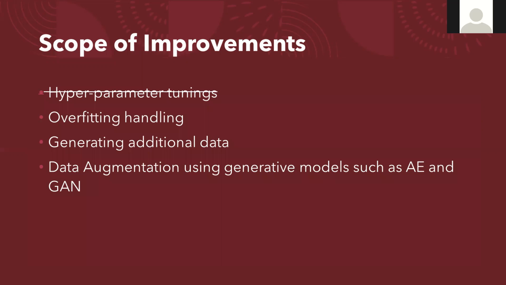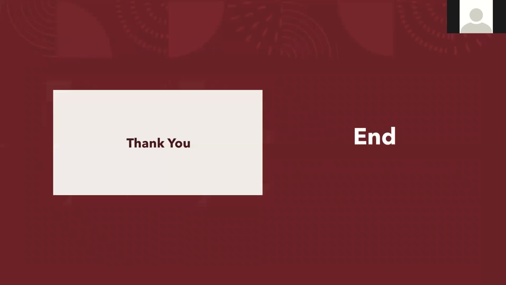There is still scope for improvement in the existing model by doing several iterations to avoid overfitting, and adding additional data would help because we have very little data here. Maybe data augmentation techniques like AE and GAN can help to generate more data. We do not think hyperparameter tuning should be considered a significant step in improving the performance of the existing model. This ends the slide.